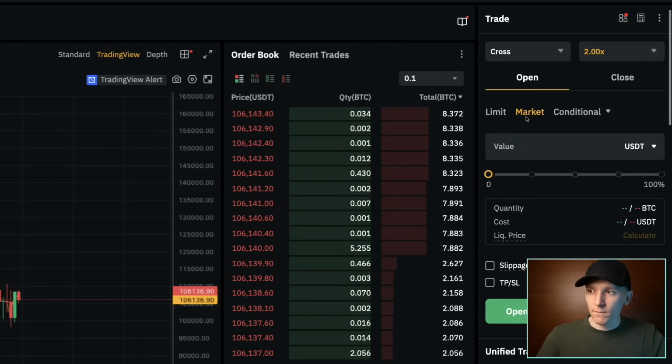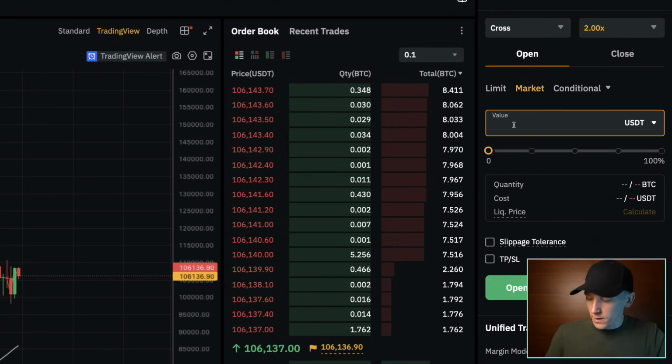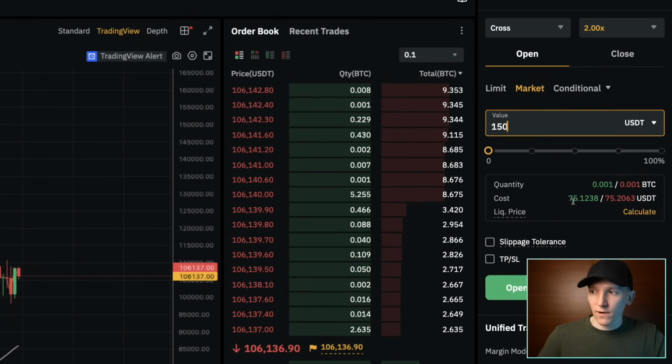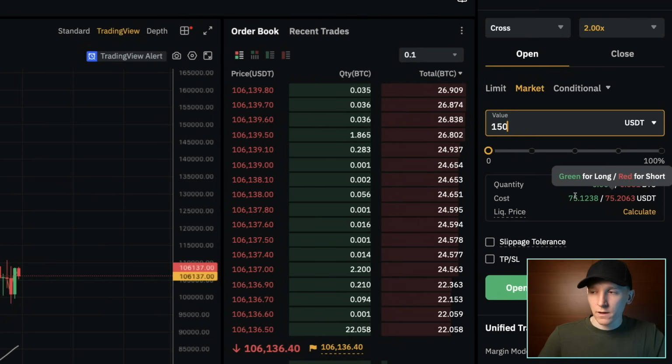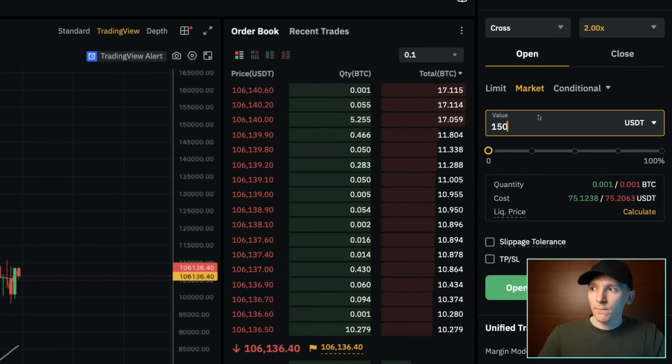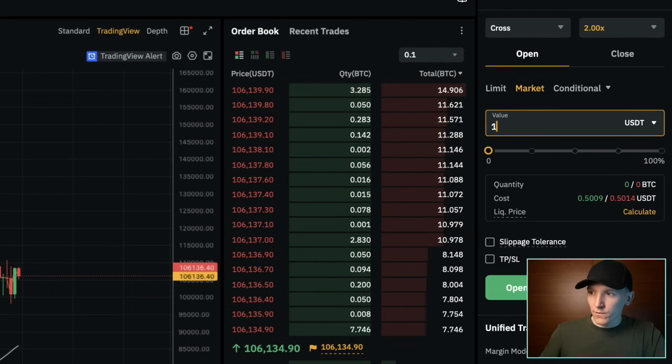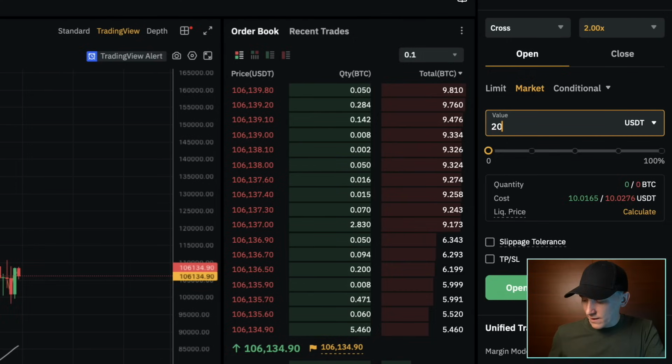Right, so I'm going to open a market order, and let's say the value of my trade is 150. You can see that the cost to me is 75 because I'm using 2x leverage. So if I want a trade size of $150 with the market, because I'm using 2x leverage, the trade size is 2x my cash, 75. 75 times 2 is 150. So if you put 200, the cost to me is 100, right? So 2x leverage, $200 trade size, $100 cost. So that's how that works.